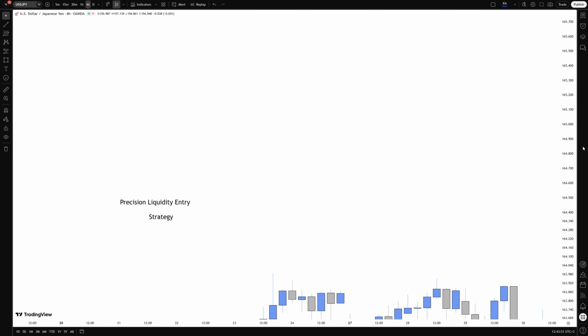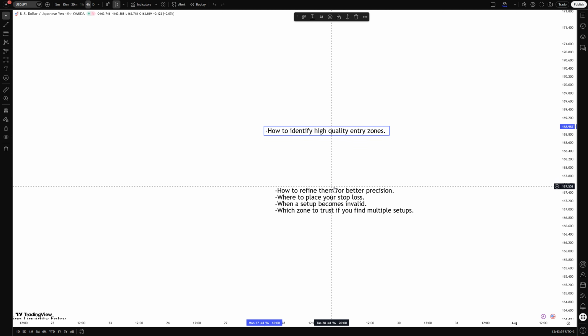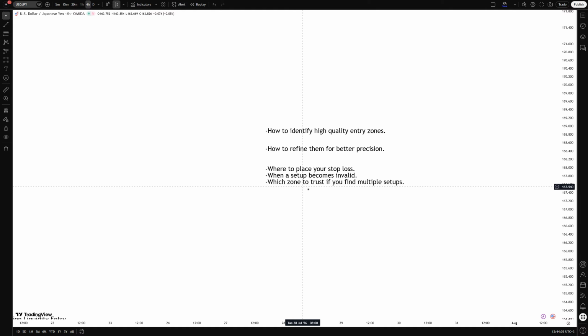By the end of this video, you will learn how to identify high quality entry zones, how to refine them for better precision, where to place your stop loss, when a setup becomes invalid, and which zones to trust if you find multiple setups. Let's start with step one.